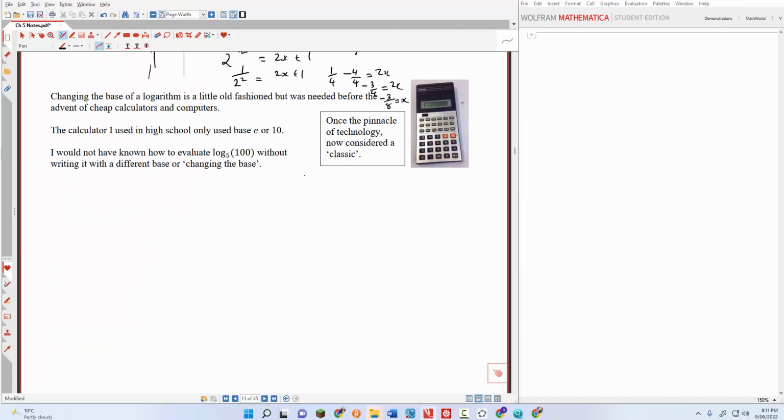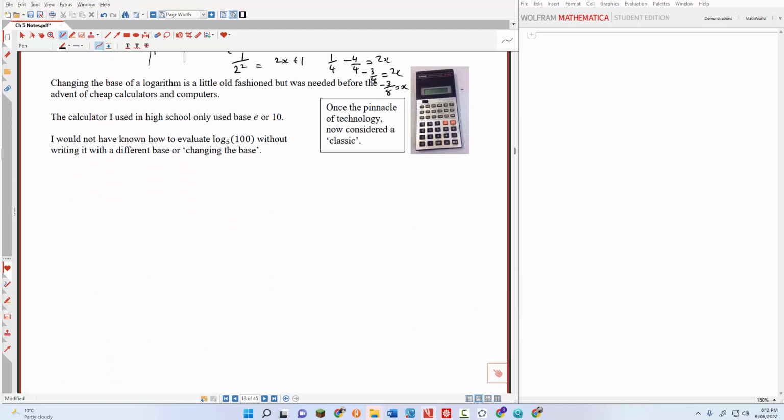Alrighty, change of base. Okay, so changing the base of a logarithm is a little old-fashioned, and most of you guys won't really have to do it, but us oldies did have to do it. So it was needed before the advent of cheap calculators and computers. And this picture here is of the calculator I used in year 12. And if you look at these older calculators, or you pick up your one from year 7, the green calculator, you'll notice that when you do logs, you can only log in base e or base 10.